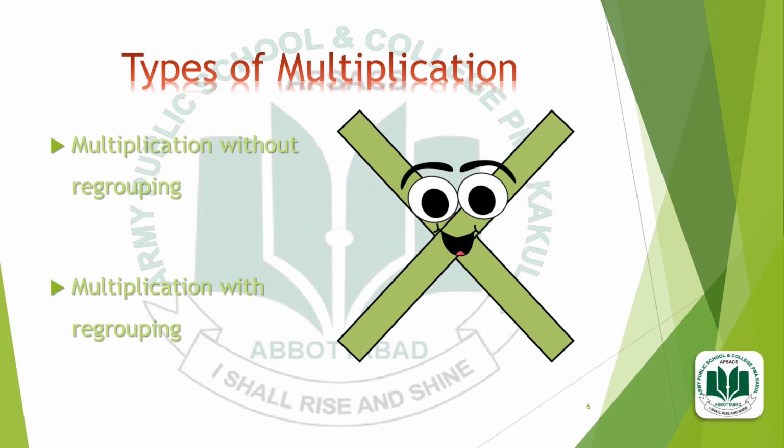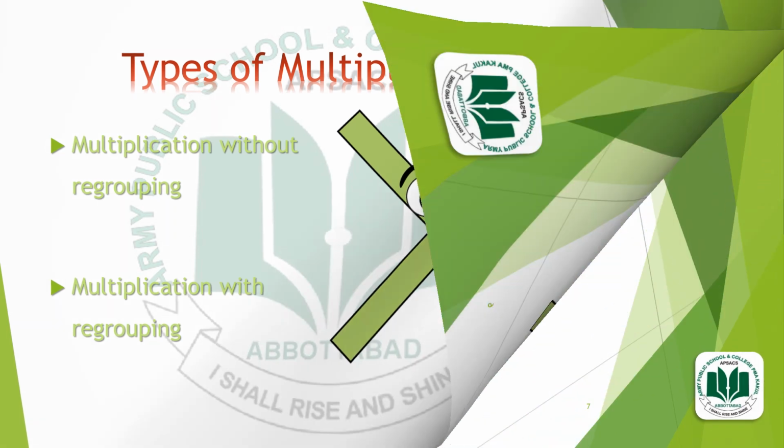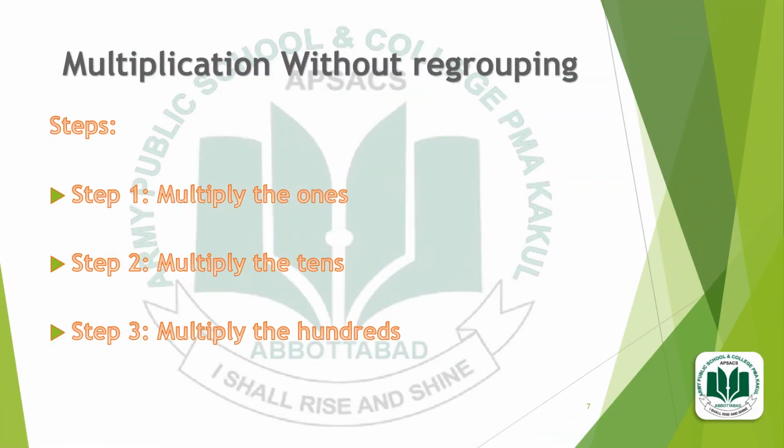There are two types of multiplication. The first one is multiplication without regrouping and the second one is multiplication with regrouping. At first, we will discuss multiplication without regrouping. In this multiplication, we follow the following steps. Step number 1 is multiply the ones, which is the smallest place value. Then we go to the next place, that is the tens place. Then we multiply the tens, and the last step is to multiply the hundreds.